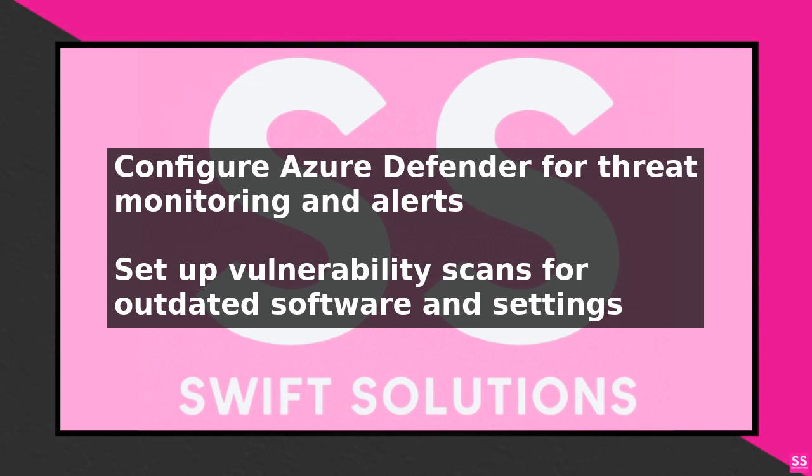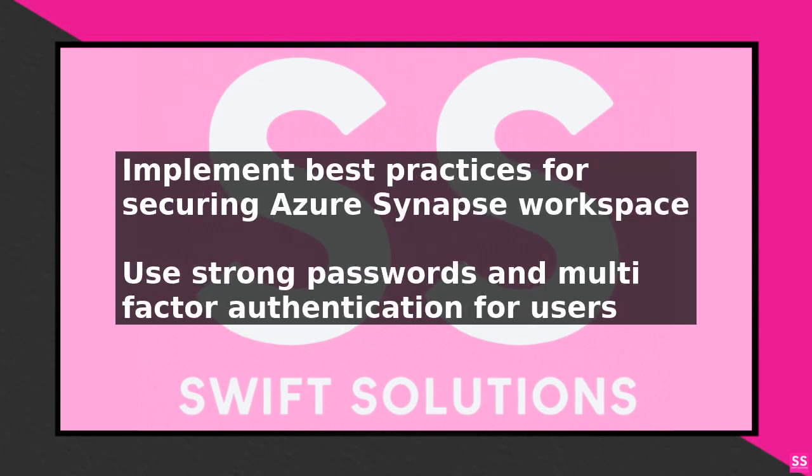Next, configure Azure Defender to monitor your Synapse workspace for potential security threats. This includes setting up alerts and notifications for suspicious activity, such as unusual login attempts or data access patterns. You can also use Azure Defender to scan your Synapse workspace for vulnerabilities, such as outdated software or misconfigured security settings.